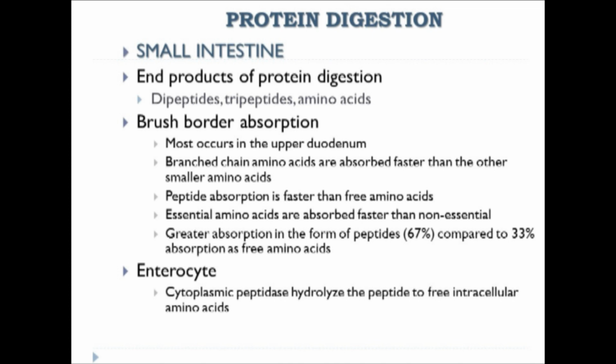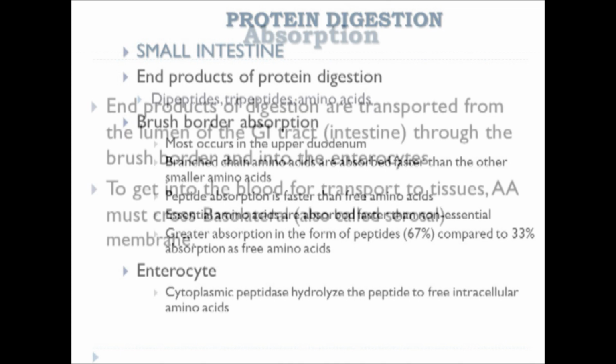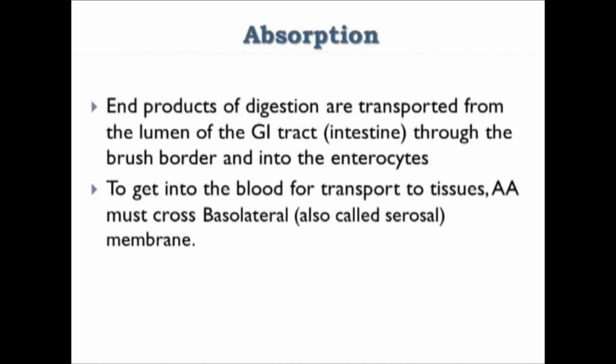Once the dipeptides and tripeptides make their way into the enterocyte, the cytoplasmic peptidases inside the cell hydrolyze these peptides into free intracellular amino acids, and these are the amino acids that move then into the blood system. So once these amino acids are inside the enterocyte, they must cross through the basolateral membrane, also called the serosal membrane, in order to get right into the blood system.